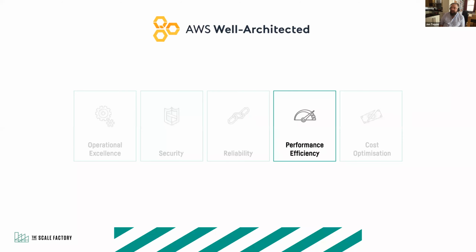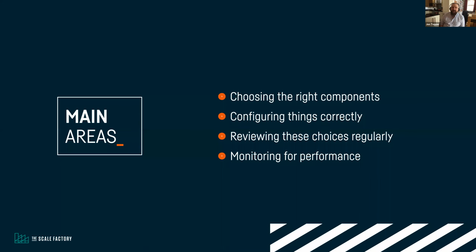Performance efficiency, pillar 4. Most teams are okay at this, actually. The main areas around performance are choosing the right components. So making sure that you are choosing data services that match the type of data you're storing, choosing an appropriate EC2 instance type for the type of processing you're doing.